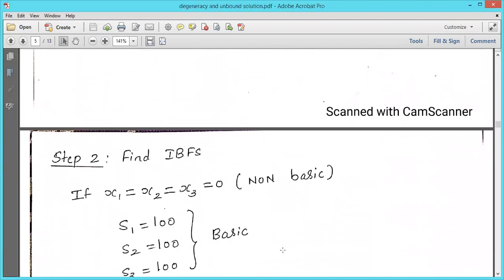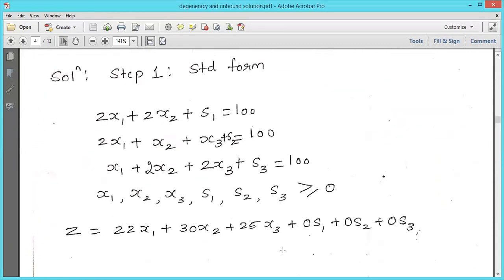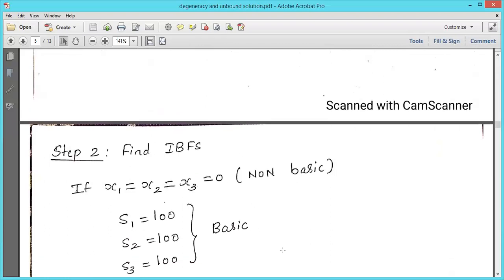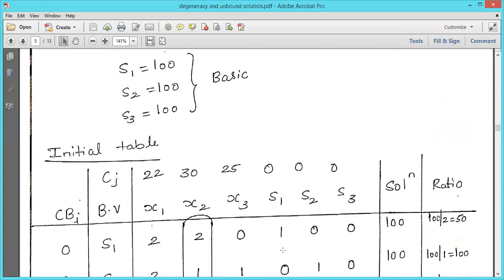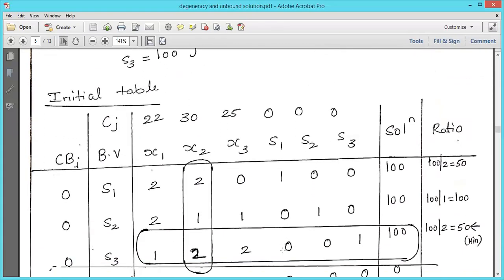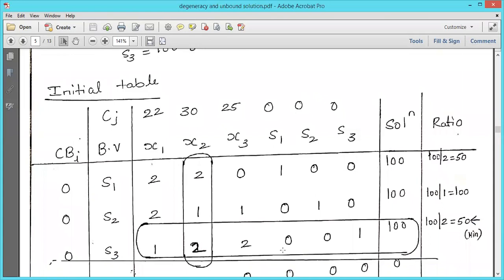So initially we know S1, S2, S3 are the basic variables, and X1, X2, X3 are non-basic variables. If I set the values of X1, X2, X3 as 0, we have S1 is 100, S2 is 100, S3 is 100. Now the initial table. In the initial table we have to represent all the values.